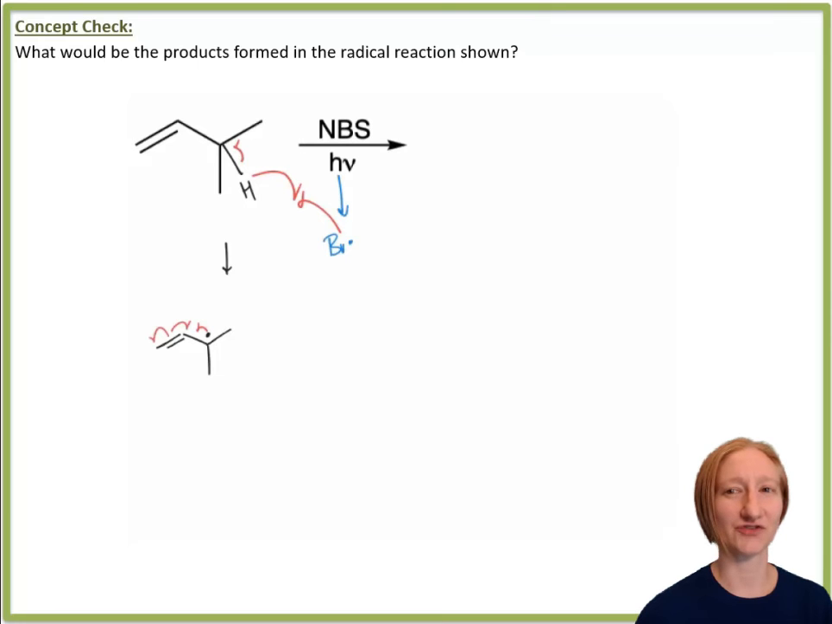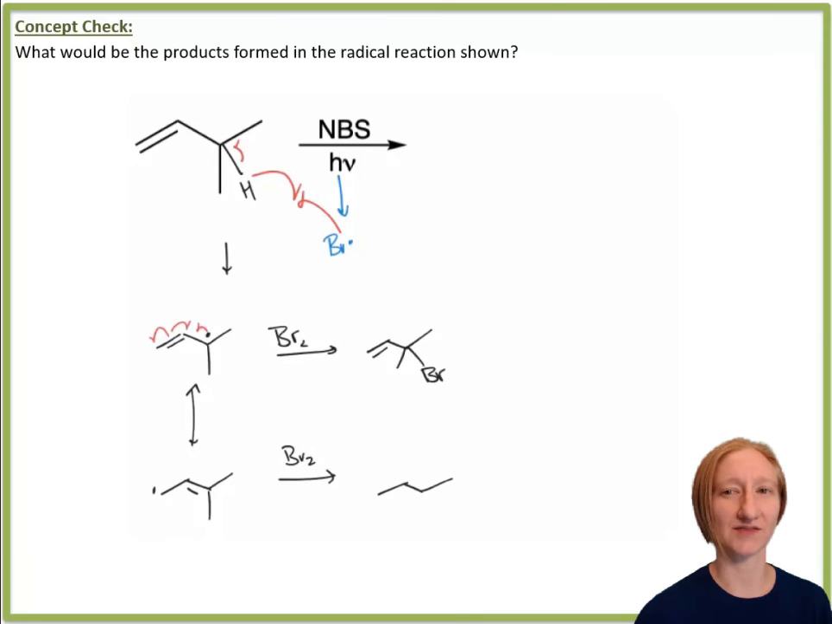Abstraction of this hydrogen forms the allylic radical. And remember that the allylic radical is stabilized by resonance. That's what makes it such a stable radical. Well, that resonance means that there's radical character at both of the positions. And that means that both of those carbons, both of the resonance forms, will react with bromine to form new carbon-bromine bonds. So this reaction will form a mixture of these two products, one with the tertiary bromine and the other with the primary bromine.